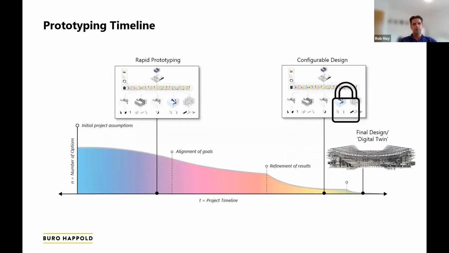What that looks like in terms of options, if this was a timeline, is that you start off with essentially an infinite number of options for the stadium. Could it be timber? Could it be steel? What capacity is it, etc., etc.?